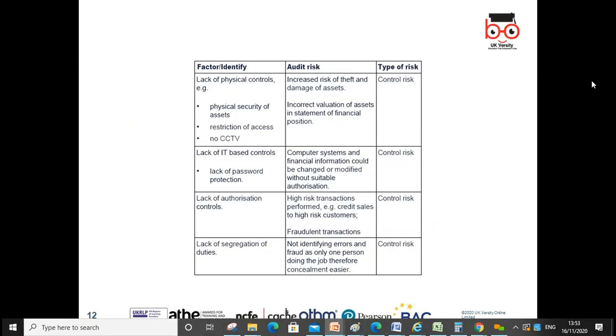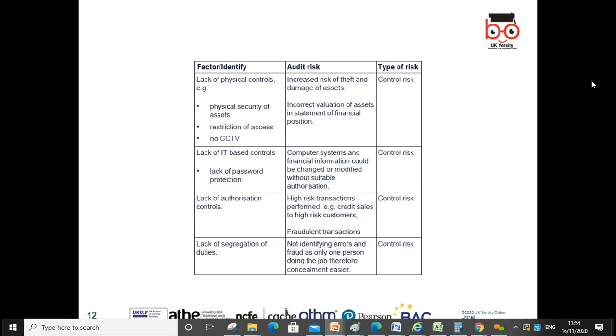Okay, next we're looking at risk. Look around here. The factor identified is a lack of physical control. There are no CCTVs in place. There is no restriction on access. So what will happen? It increases the risk of theft and damage to assets, and incorrect valuation of the asset value in the financial statements. So this type of risk is called control risk. Any question?